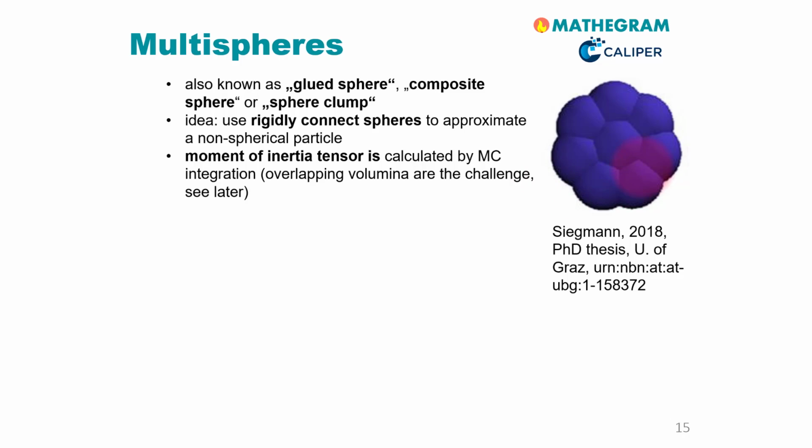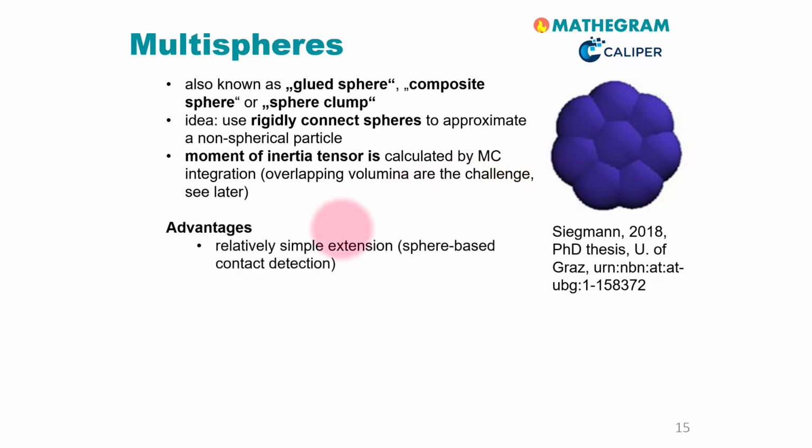For example, the moment of inertia tensor or the center of mass of such a particle must be calculated not simply by summing over the spheres, because they overlap. This would give an incorrect result. In contrast, we will see later that, for example, Monte Carlo integration can be used to evaluate the properties of such a multisphere non-spherical particle.